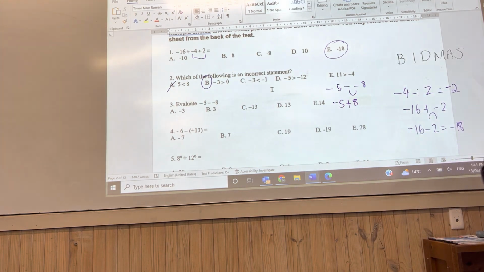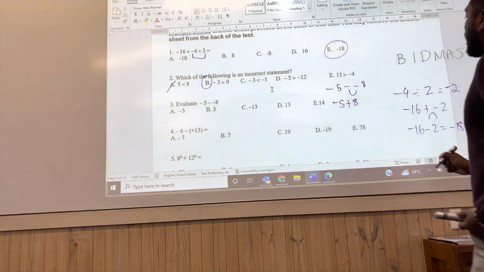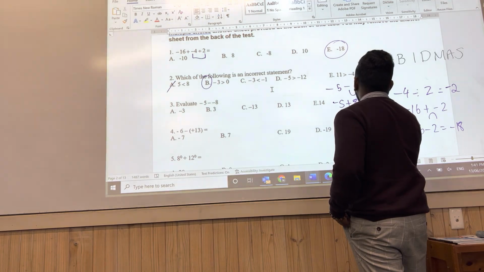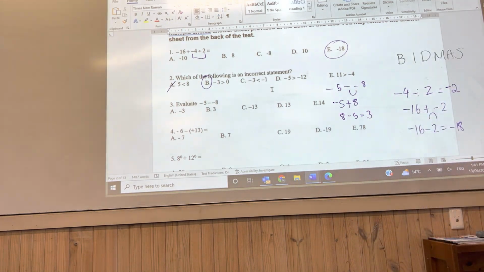And what does that equal to, Naz? Negative 5 plus 8. 3. Okay, why? Because when you rearrange that, it's going to be 8 take away 5 is equal to 3. It's going to be a positive 3.